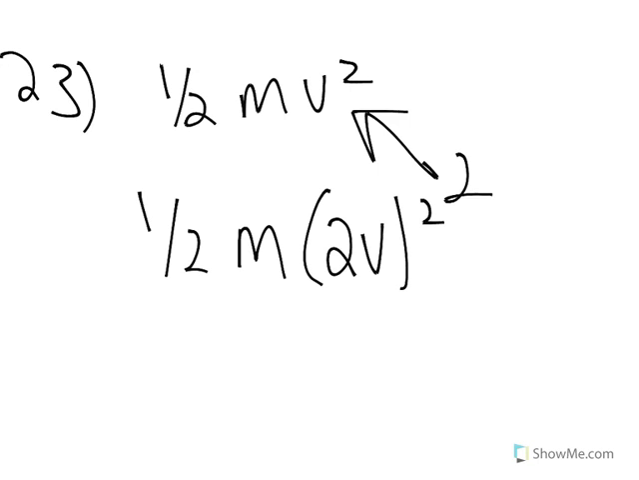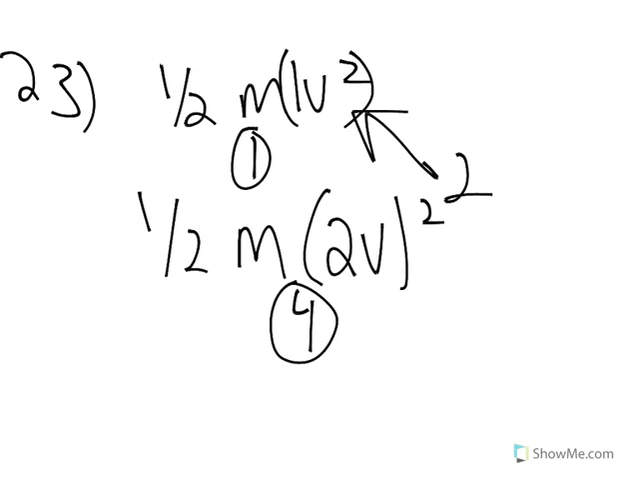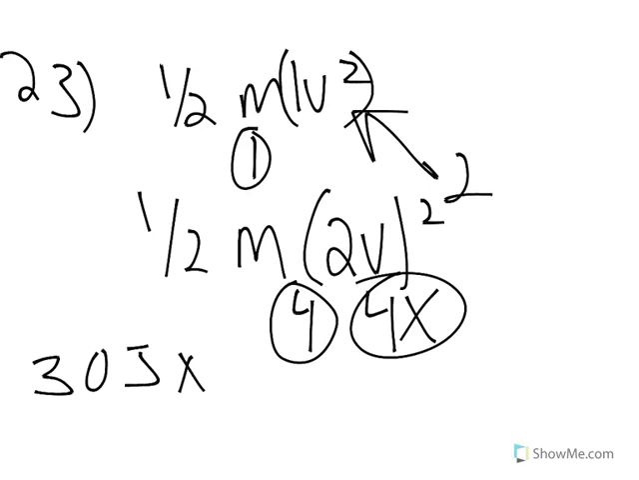Now notice, if we just pretend there's a 1 here, if you square the 1, you just get a multiple of 1. But if we square the 2, we get a multiple of 4. So the thing will be 4 times more energy. Now we know that it's 30 joules, so 30 joules times 4 is equal to 120 joules.